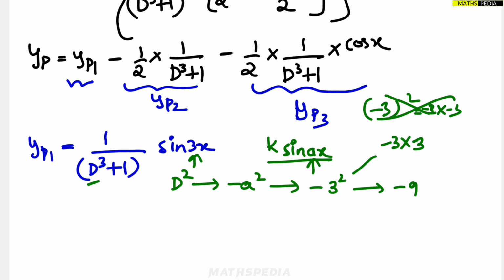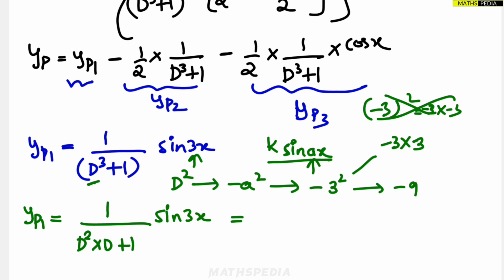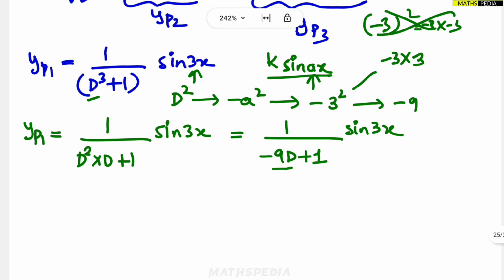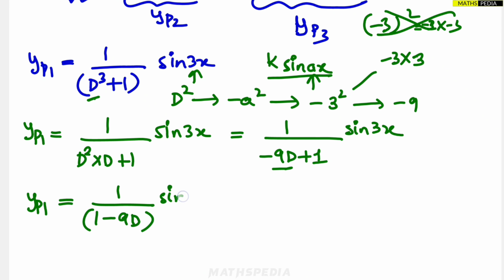But in this question there is no d square, right? But can I write it in this form? yp1 is equal to 1 by d cube. I will write it as d square into d plus 1. That is possible? Yes, it is possible, into sine 3x as it is. Now I will substitute the minus 9 here. So it will become minus 9d plus 1 into sine 3x. This is correct now. Now here minus 9d is there. I will make it as positive. So it will become yp1 is equal to 1 by 1 minus 9d, I'll write. This is more appropriate, into sine 3x.